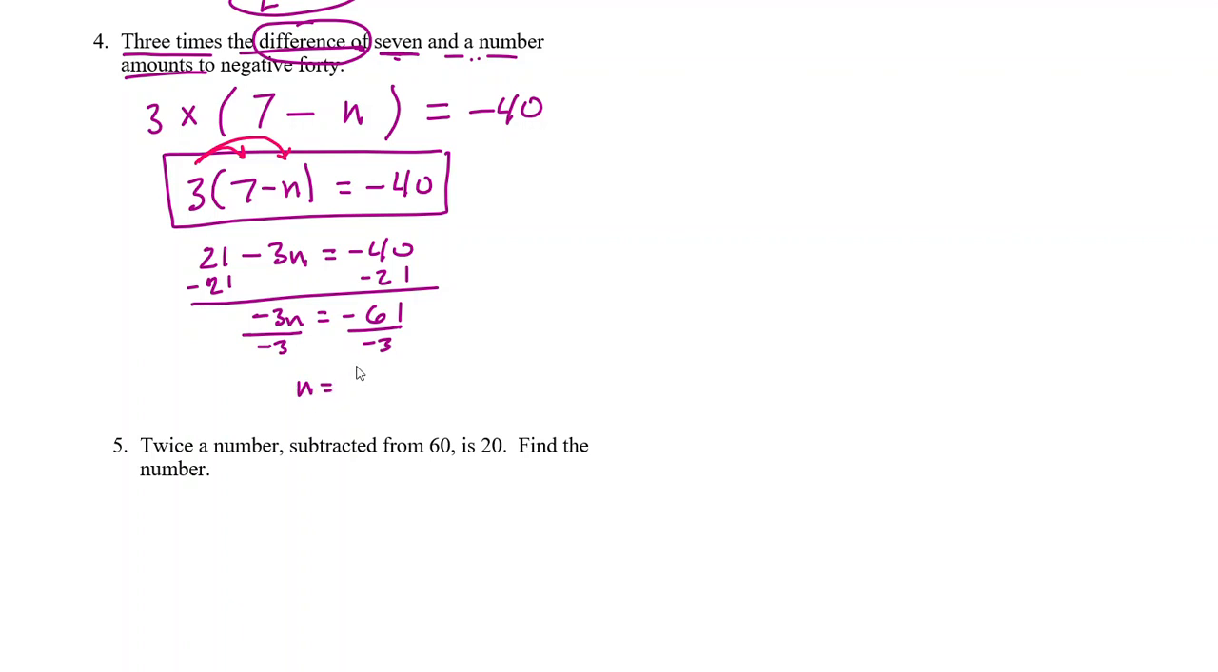and n equals, now this is a bit of a problem, I apologize, this is probably a bad question or a mistype somewhere, but a negative divided by a negative is positive, and if we did this on the calculator we get 20.3 repeating, which is 20 and a third. But if we wanted to, we could just leave it as 61 thirds. So any of these answers are fine.